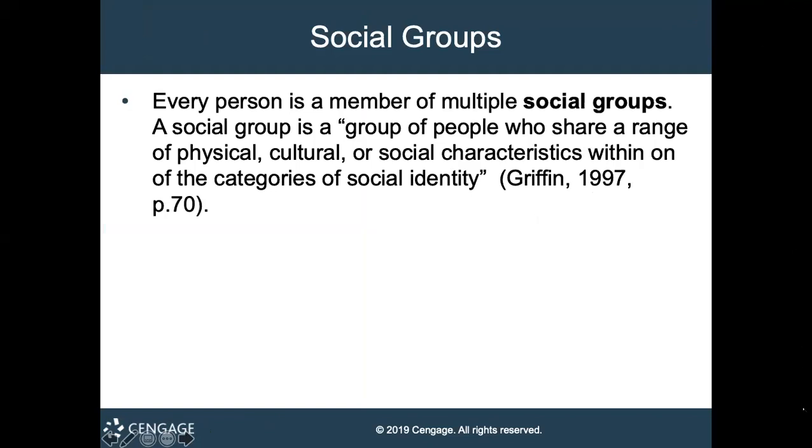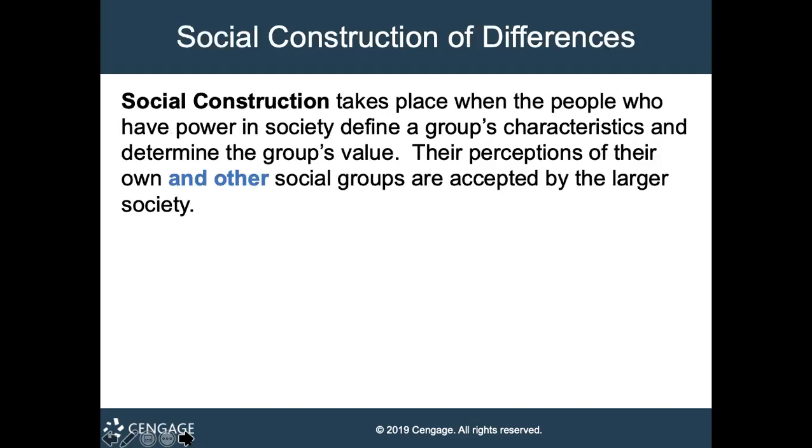So social groups, I think this is pretty self-explanatory. It's a group of people who share common characteristics. If you share zero characteristics with someone, you're not going to be part of the same social group. But they overlap. You could share a bunch of physical characteristics, but not share any cultural characteristics, that sort of thing. It's basically a very large, very messy Venn diagram.